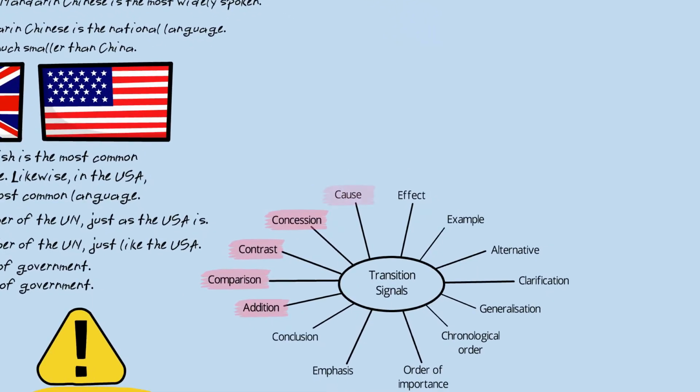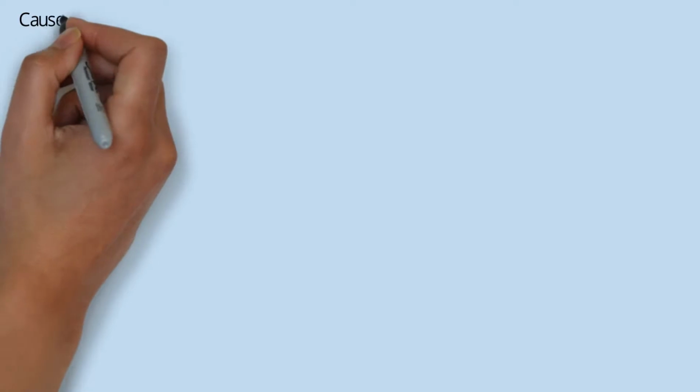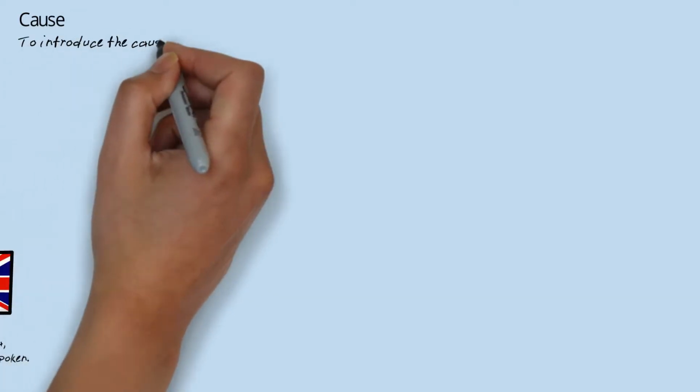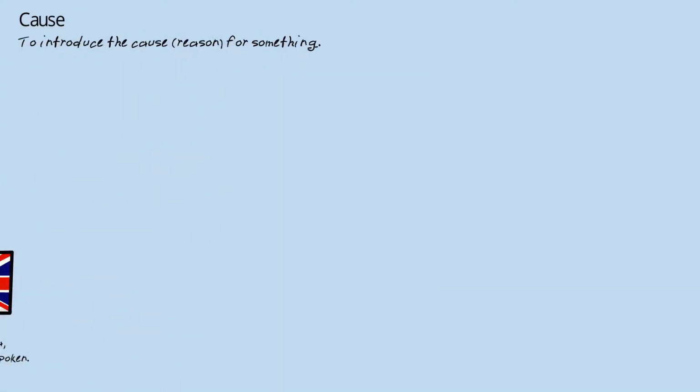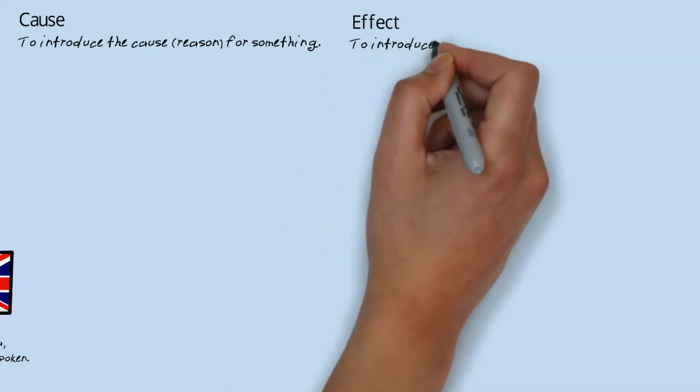So next we'll look at cause and effect transitions, and it's useful actually to look at these at the same time because some of the transitions are very similar. So cause is used to introduce the cause or the reason for something, while effect is used to introduce the effect or the result of something.